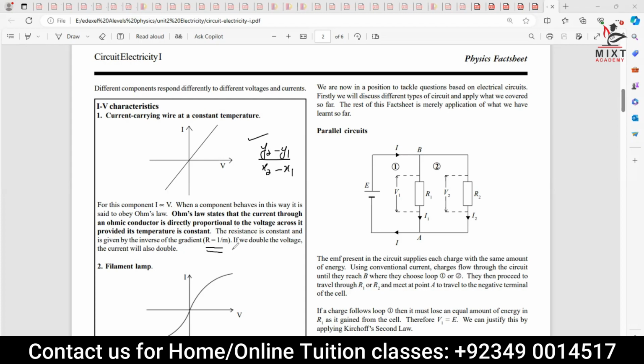Any questions on this? I want you to copy this. Resistance equals 1 over the gradient.